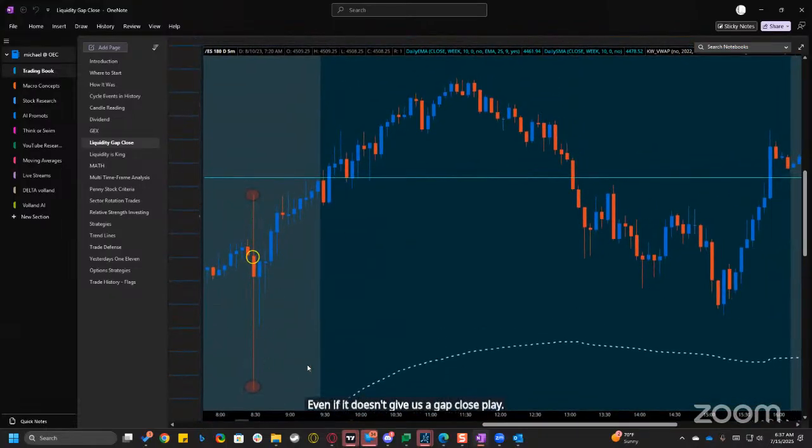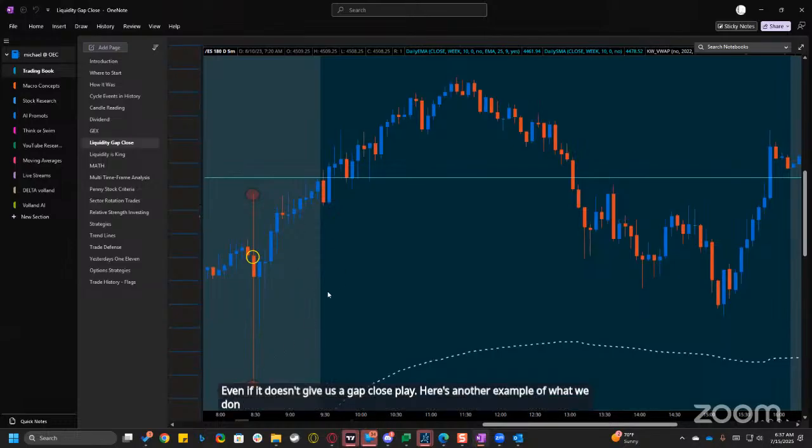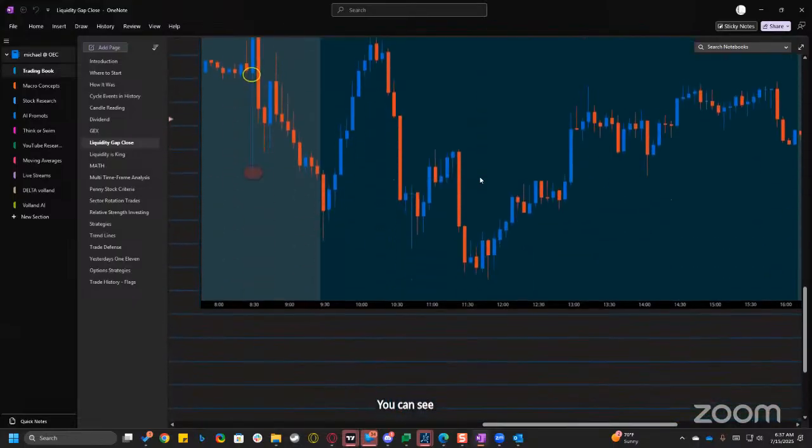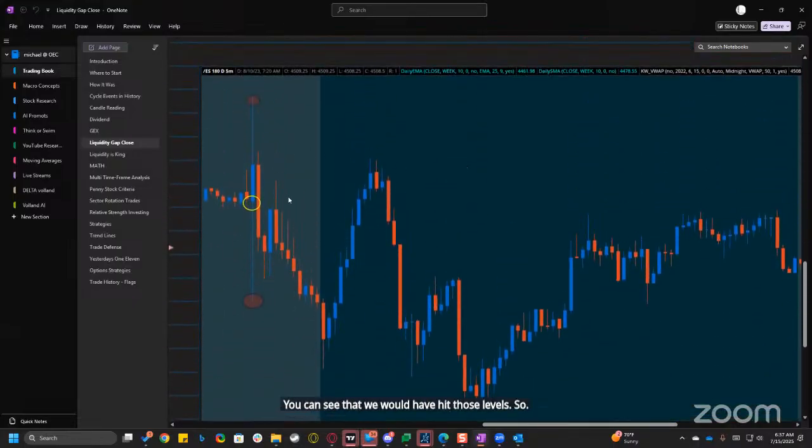Here's another example of what we don't want: big wicks on each side. If we had measured the midpoint, it's where price came back and responded to. If we had measured the whole thing and plotted it to the upside, you can see that we would have hit those levels. So these big event bars have a lot to offer, more than just a liquidity gap setup. It's another example of what we don't want to see.